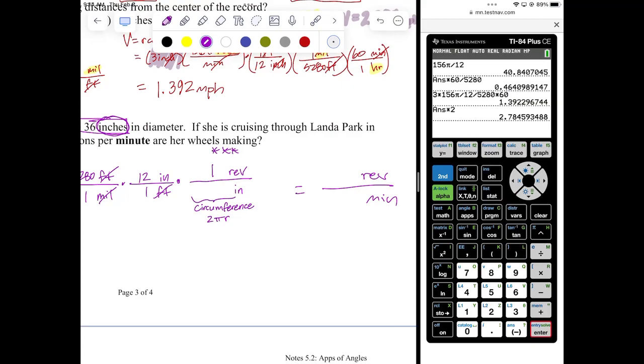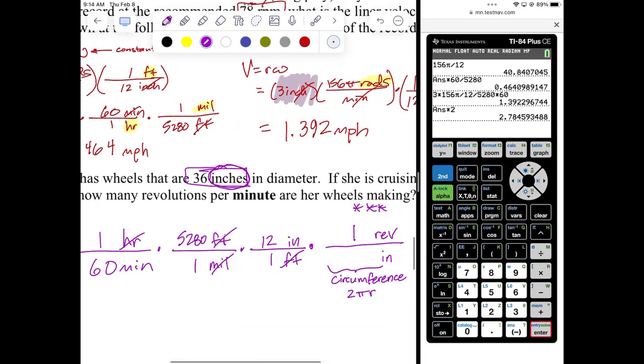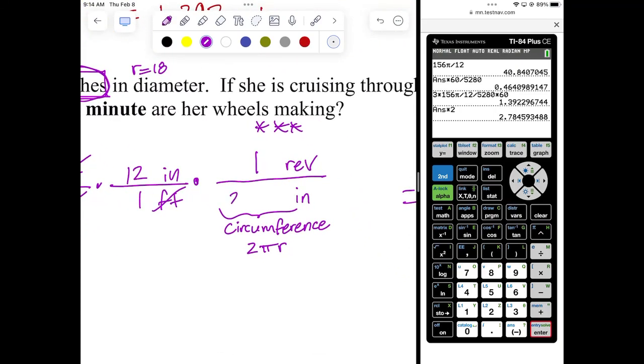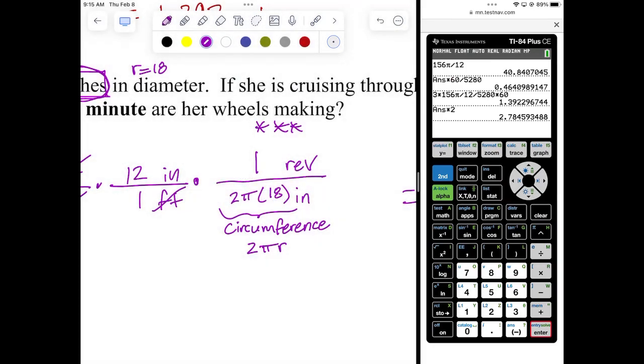All right, so how do we find the circumference if we know the radius? Do we know the radius? Ah, it's not 36, is it? 36 is the diameter, so the radius is 18. So let's go ahead and plug that in there. It's 2 times pi times 18. That's the magical conversion factor. That's how you get from a linear distance of inches to rotational distance, okay? It's the circumference. 1 revolution is the circumference.